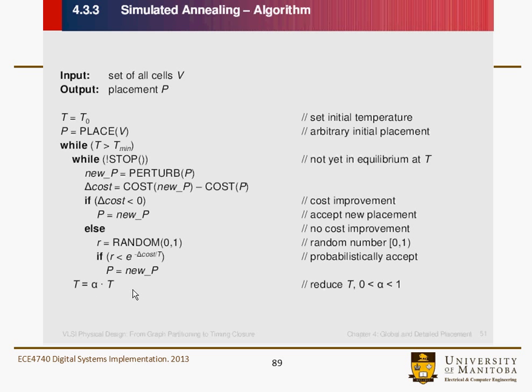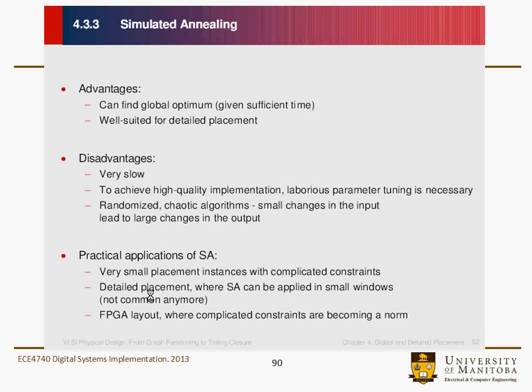So it has some advantages. It can find global minima if you're given sufficient time. It's well suited for detailed placement. Disadvantages, as I said before, it's slow. A fair bit of parameter tuning is necessary, and this other point is probably not accurate. It sort of says randomized chaotic algorithms. Small changes in the input lead to large changes in the output. Probably not so much the case for these placement type algorithms. You'll end up with a different solution, but in general, they'll all be statistically equivalent.